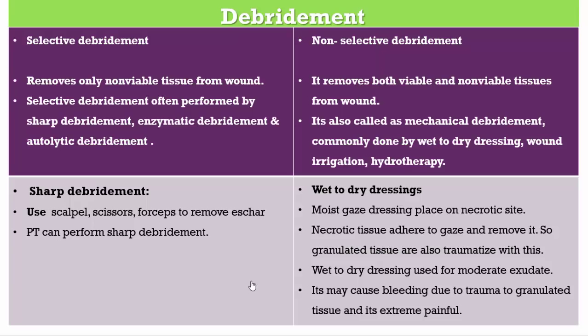Oppositely, non-selective debridement means it removes both viable and non-viable tissues from the wound. It's also called mechanical debridement, commonly done by wet to dry dressing, wound irrigation and hydrotherapy. So let's have a look at selective debridement. First is sharp debridement. Use a scalpel, scissors, or forceps to remove the eschar. A physical therapist can perform sharp debridement.